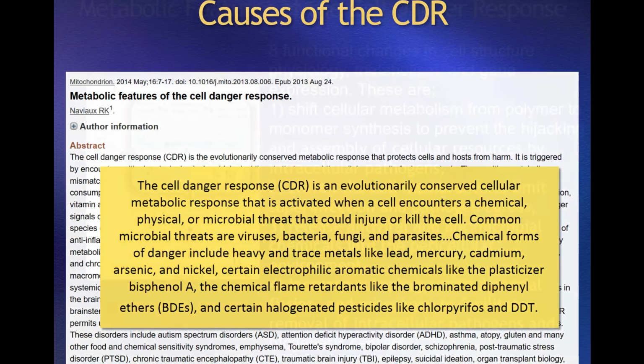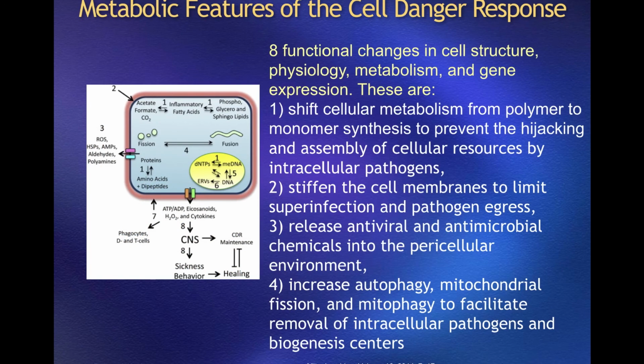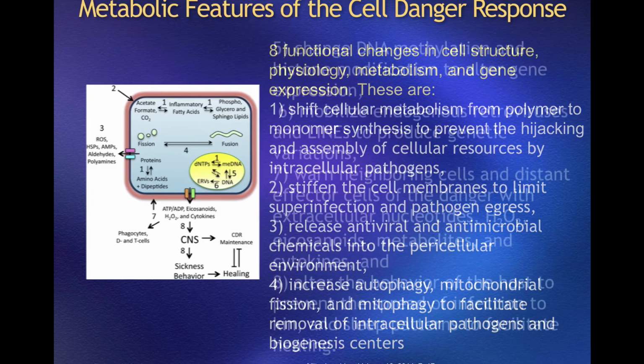And essentially, I'm not going to go into detail here because Ari's covering this, but there are 8 fundamental changes to the cell, which basically reduce ATP production and stiffen the cell membrane so you're not getting things in and out of the cell. There's going to be an increased viral defense where you'll literally destroy your own things in the cell that you don't want the enemy to use against you. So there's an increase in autophagy, mitochondrial fission, mitophagy, and all this to remove the pathogens and so on.